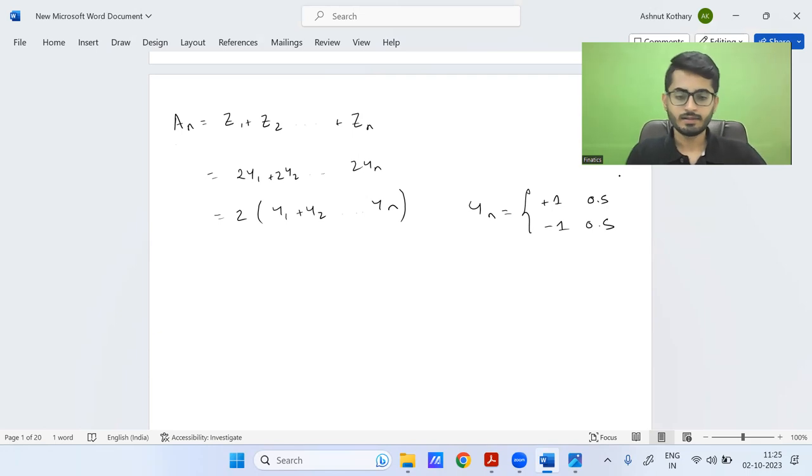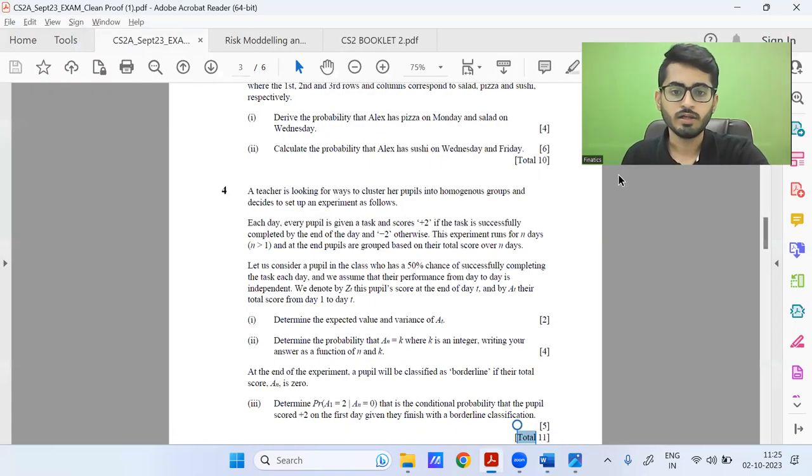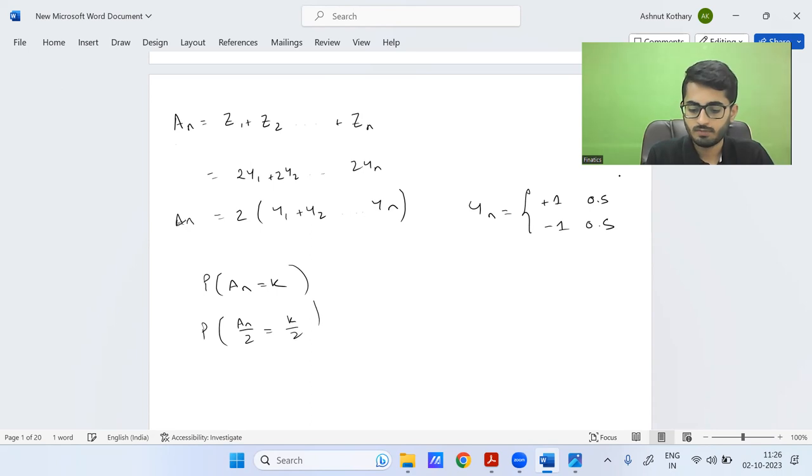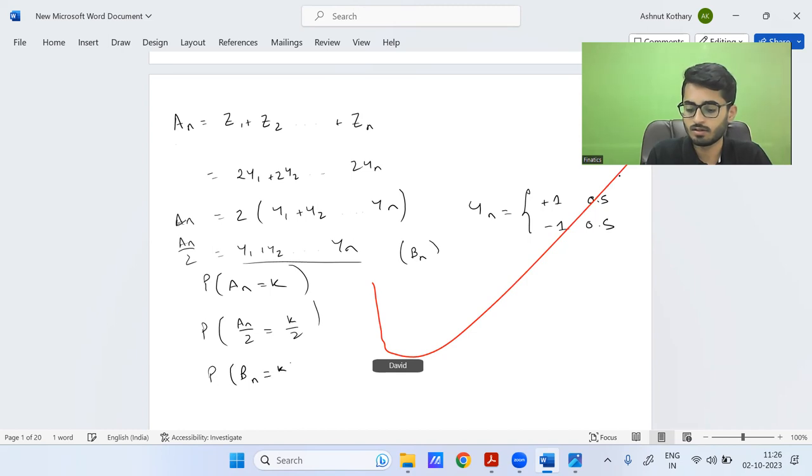So we need the probability An equal to k. Probability An is equal to k is all we are looking for, or equivalently the probability An by 2 equals k by 2. An by 2 is nothing but Y1 plus Y2 plus so on Yn. This is nothing but a simple random walk. So let's say this is represented by Bn. This An by 2 is Bn. So what I get is the probability Bn is equal to k by 2.